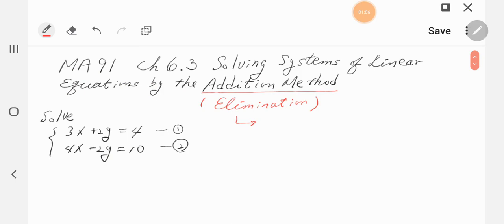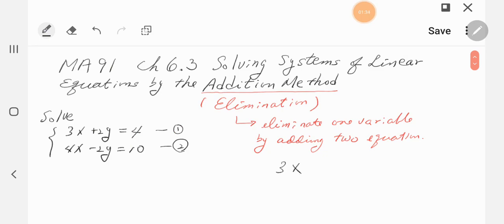So by adding two equations, we can eliminate one variable. Does it make sense? If one equation contains positive 3x, and the other one contains negative 3x, the coefficient is the same, but the sign is different. Once you add these two, what happens? It becomes 0, right? 0 means the variable term x is eliminated.